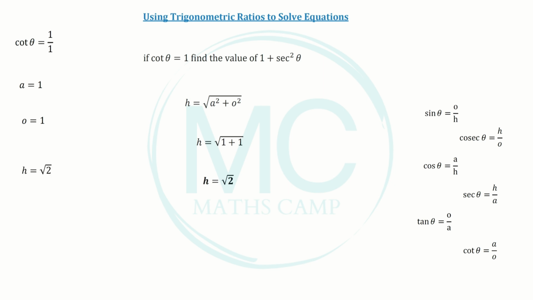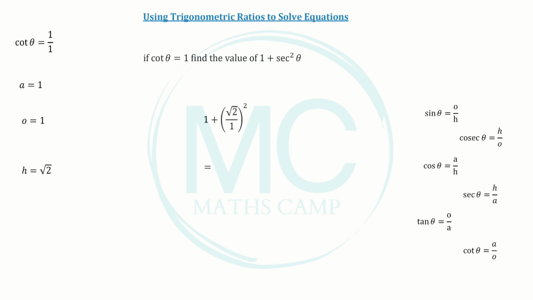Let's make a note of this, and now we can tidy up our screen. Now we can look at our equation, and we say 1 plus, we're working with a squared term, so let's open a bracket. Sec theta is equal to the hypotenuse over the adjacent. Here our hypotenuse is root 2, so we can say root 2 over the adjacent, which is 1. Let's close our bracket and square it.